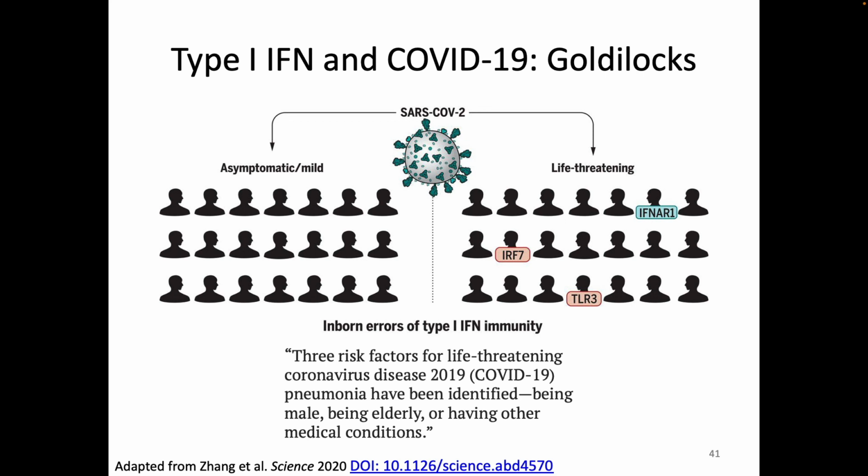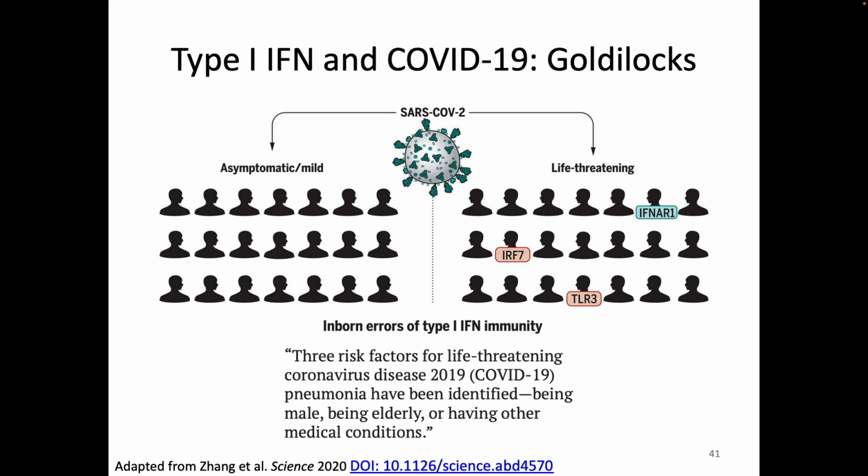They also point out in this paper, they have this sentence, 3 risk factors for life-threatening COVID-19 have been identified: being male, being elderly, or having other medical conditions. Immunologists have actually described really well the fact that your ability to do this interferon transcription process goes away as you get older. So in fact, the reason why being elderly can be linked to more severe disease is because we don't have this interferon response.